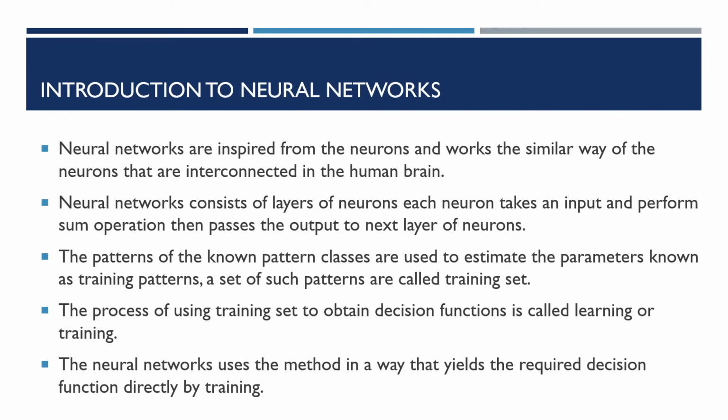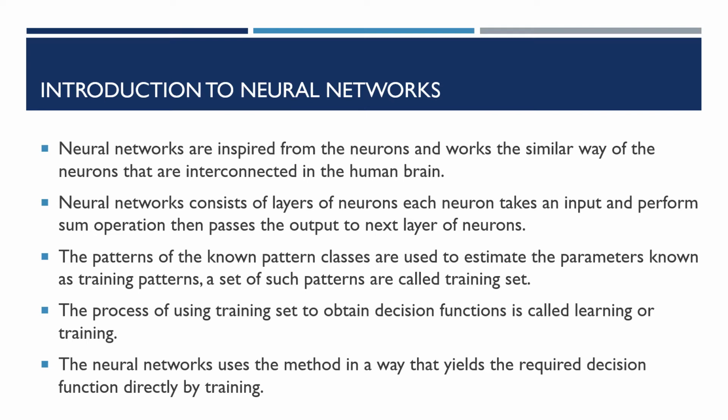Neural networks work like the neurons that are interconnected in the human brain. These networks consist of layers of neurons, and each neuron takes an input and performs some operations, and then passes the output to the next layer of neurons as the input.